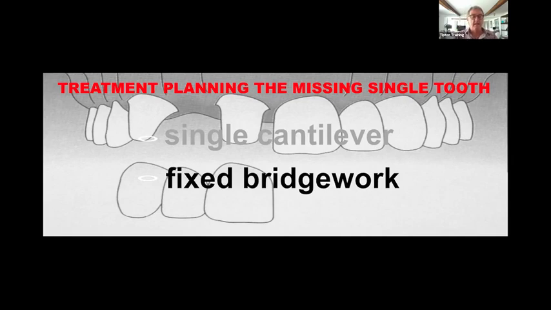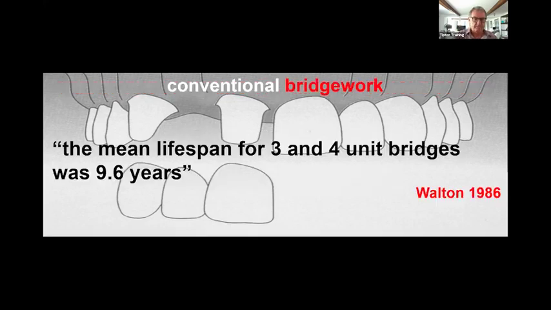Remember, we're talking about the missing anterior tooth, not teeth. So when do we go for fixed bridge work as opposed to cantilever? We go to fixed bridge work when we have mobility. So our mean lifespan for 3 and 4 unit bridges, 9.6 years. Now remember, that's come down from our average life expectancy for a 2-unit cantilever of 15 years.